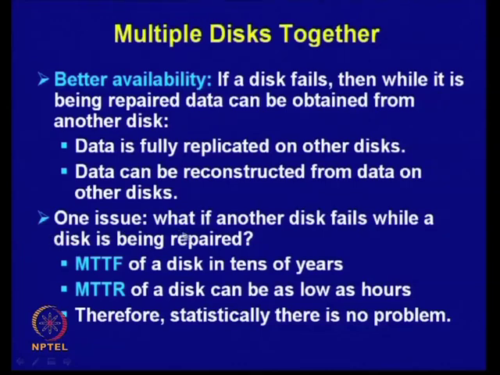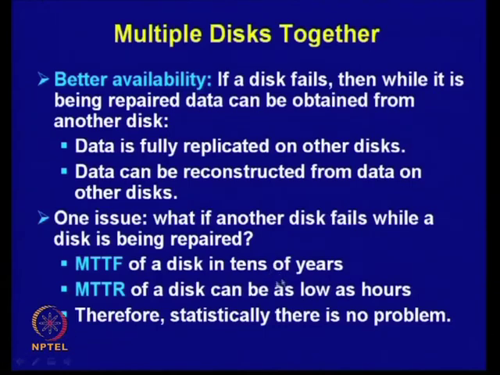One important issue is, what if another disk fails while a disk is being repaired? So far as a single fault is concerned, it can be easily tolerated, in the sense that availability or reliability can be improved for a single disk failure. But whenever regeneration of a particular disk is taking place from other disks, say if another disk fails, then what will happen? Now, let us see whether this is possible or not.